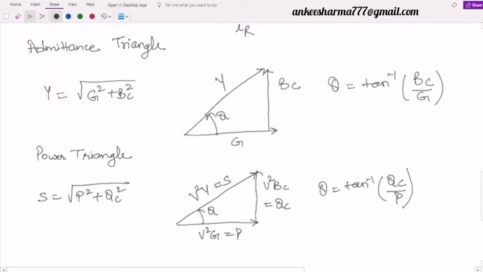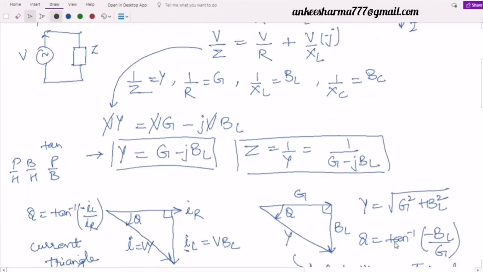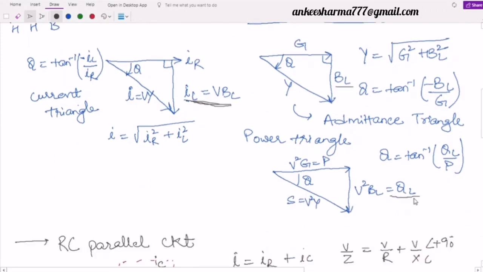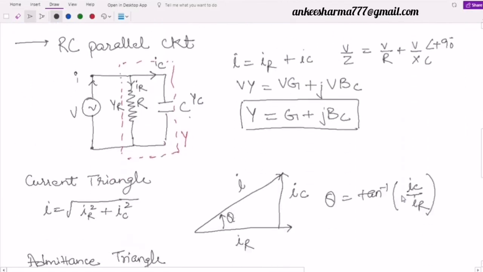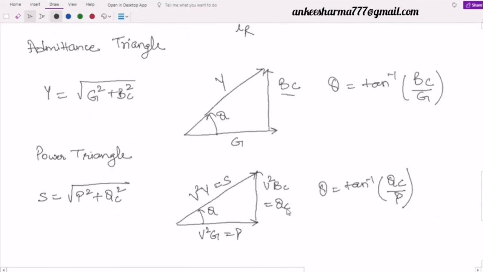Is it clear? So once we came to know about the RL and the RC parallel circuit, we have seen that in the RL parallel circuit we have this IL. You can see here this IL is towards the negative side, this BL towards the negative side, and QL again towards the negative side, because here it is lagging. Whereas in the RC, the current is leading. So we have here IC positive, BC positive, and QC positive.